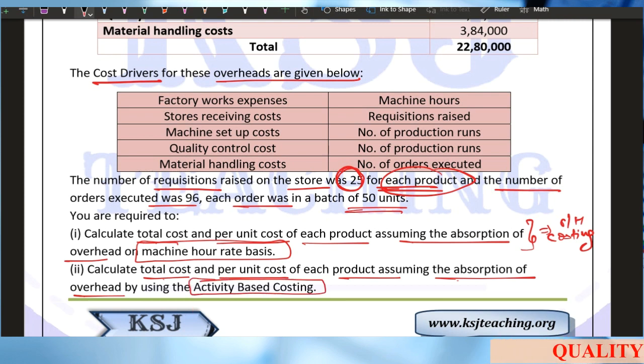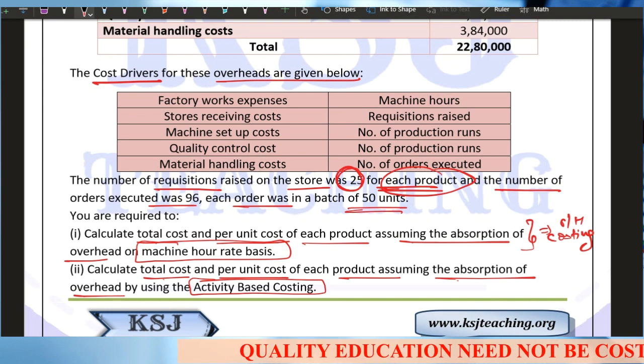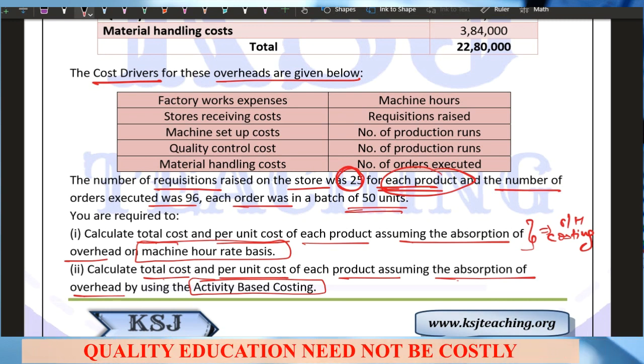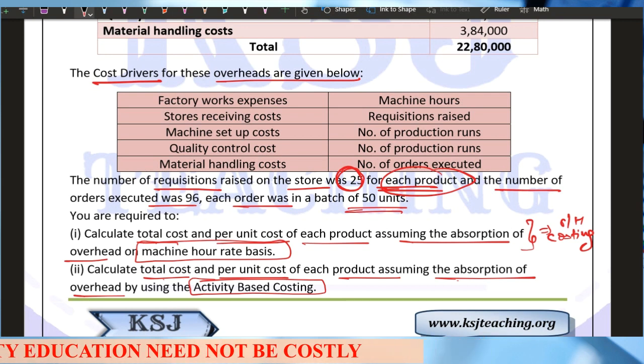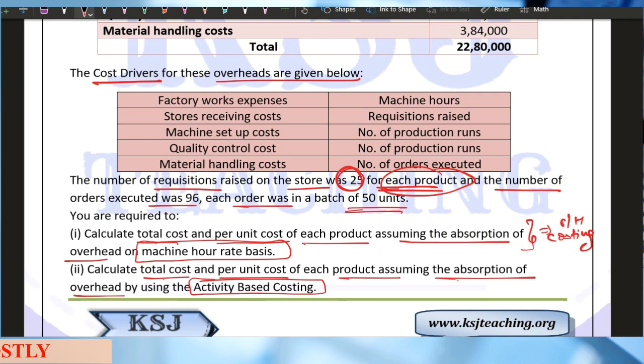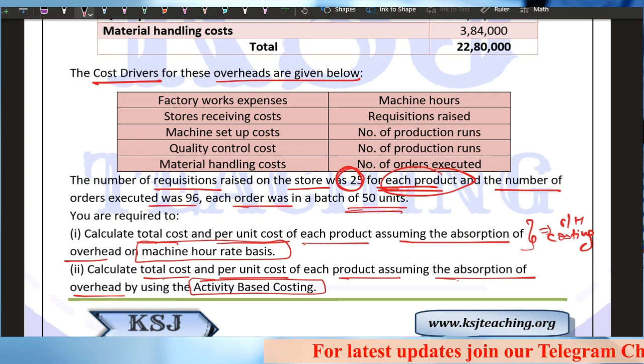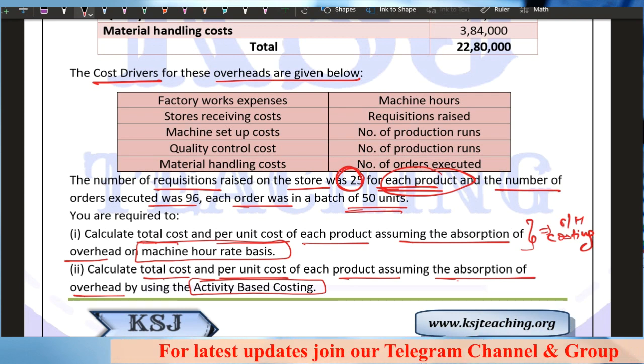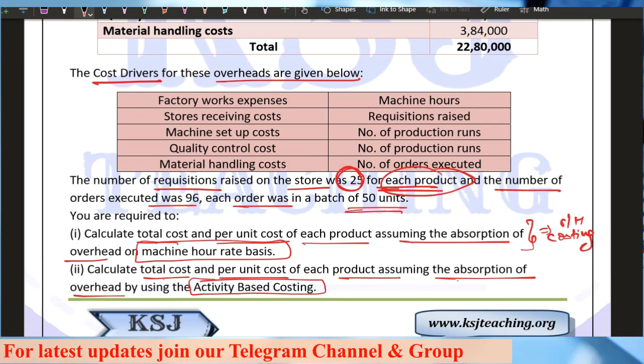Now, these kind of questions are often asked in the examination, where they ask you to calculate the cost as per the absorption costing, that is overhead costing, which we have already studied, and to calculate the cost as per activity based costing, that is according to the cost drivers. Are you getting the point? Right? Now, how to do as per overhead costing?